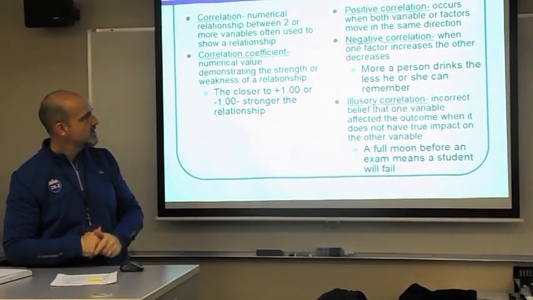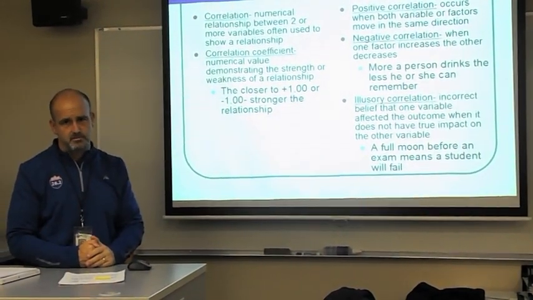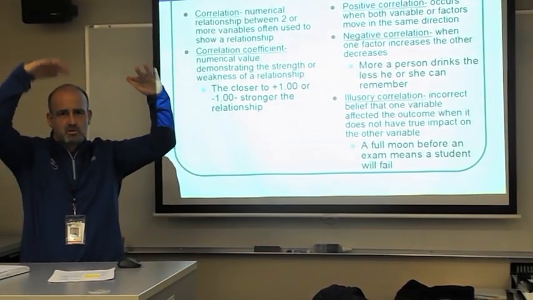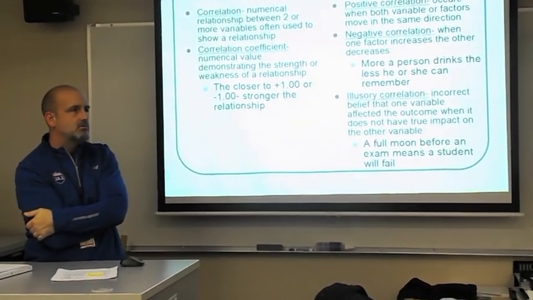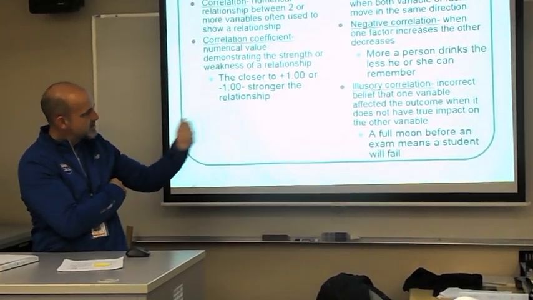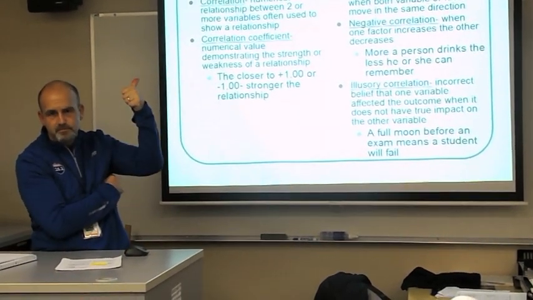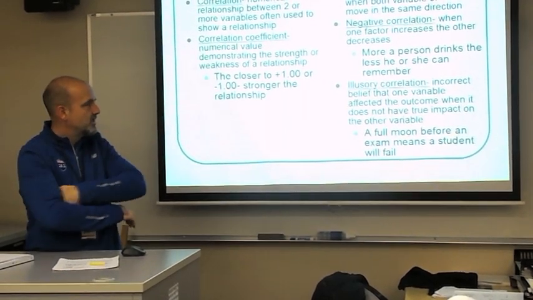Now, negative correlation is when they move in opposite directions. Okay? So remember, positive correlation, they want to confuse you, moves in the same direction. Negative correlation, they move in opposite directions. The more a person drinks, the less he or she can remember. One goes up, the more you drink, the less you can remember goes down. Negative correlation.